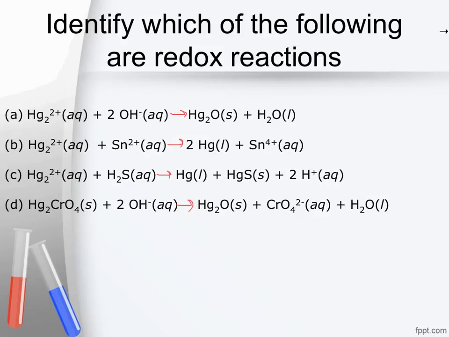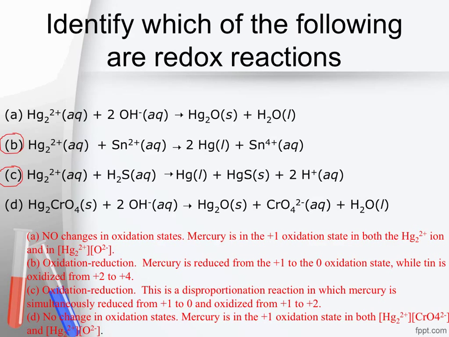Well, you would have to assign oxidation numbers to every single atom on both sides of the reaction, then decide if something has changed its oxidation number from reactant side to product side. So I recommend that you pause the video, try to do it on your own, and then come back and check your answers. Alrighty, last slide of the video.